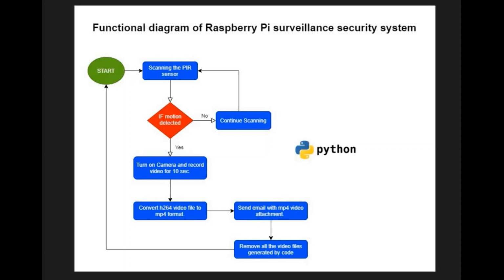And once the email has been sent successfully, we will be removing all these files. That includes MP4, H.264 files, everything. And then it will again start scanning. So this program will be running in an infinite while loop. Now let's do the programming for the same algorithm.